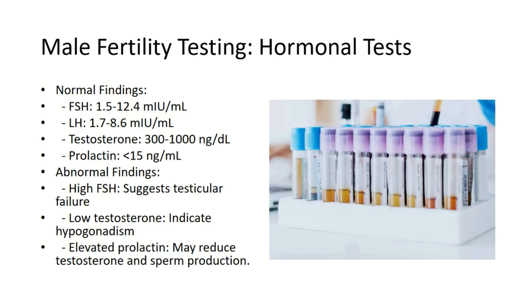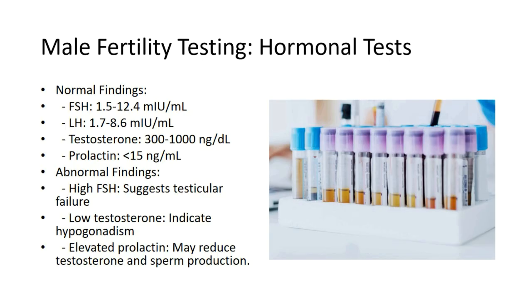Hormonal tests for male fertility. Hormones such as FSH, LH, testosterone, and prolactin are assessed to check for abnormalities that might affect sperm production. Normal findings. FSH 1.5 to 12.4 mIU per milliliter. LH 1.7 to 8.6 milli-international units per milliliter. Testosterone 300 to 1000 nanograms per deciliter. Prolactin less than 50 nanograms per milliliter.